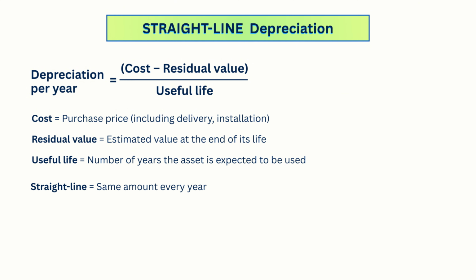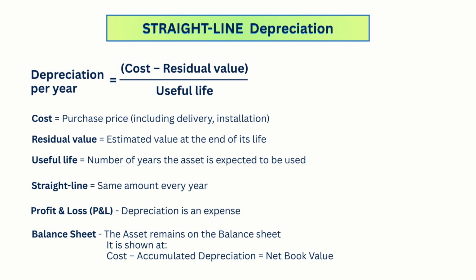So straight line is simple. It uses the same amount of depreciation every year. Depreciation is an expense, and it is shown in the profit and loss statement. In the balance sheet, we show the carrying amount of a tangible asset, which is calculated as cost minus accumulated depreciation equals net book value.